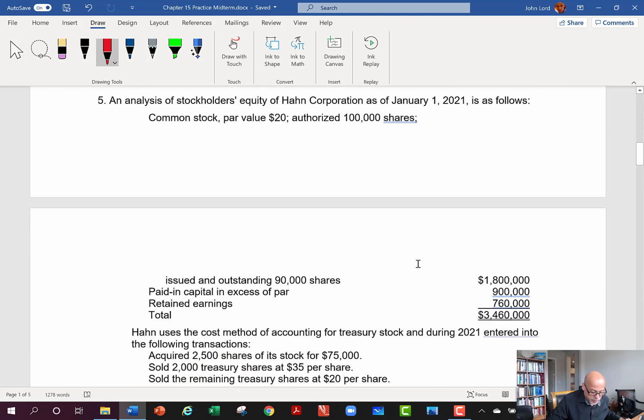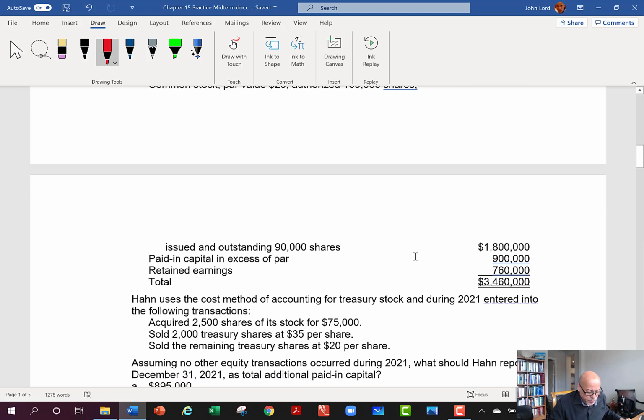Okay, all right, good. Let's look at this number 5, and they tell us that an analysis of stockholders' equity of Han Corporation as of January 1st, 2021 is as follows. They tell me that we have the par value of 20,000. They tell me that 100,000 shares are authorized. Only 90,000 shares have been issued. We have this paid-in capital in excess of par. We have the retained earnings. They tell me that Han uses the cost method for treasury stock during 2021, entered into the following transactions.